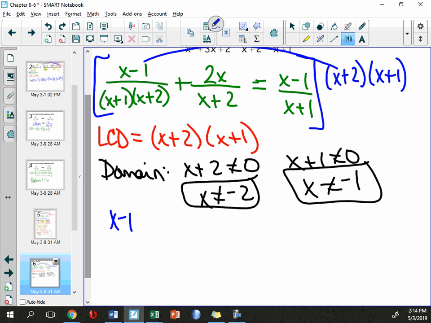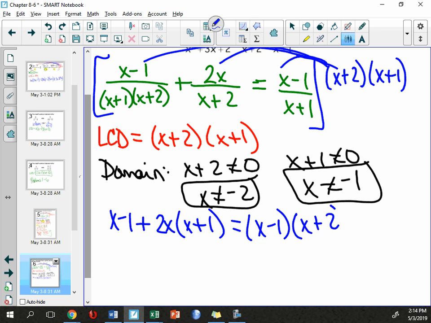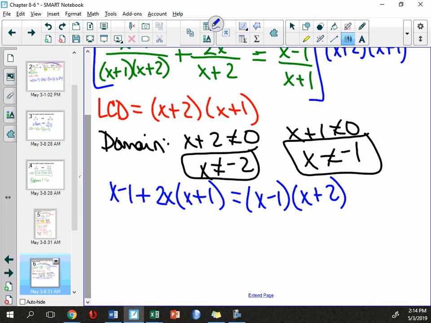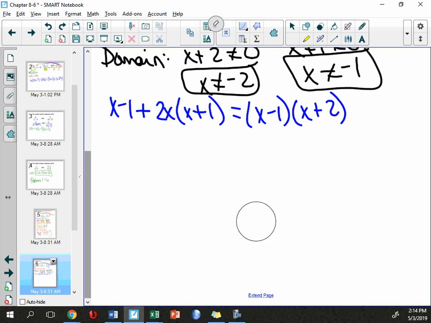Go to the second fraction. What remains? 2x, and then x plus 1 remain because the x plus 2's cancel out. Go to the third fraction. What remains? X minus 1, which is already there, and x plus 2. Does everybody understand that? Okay, now what do you want to do? FOIL and distribute where needed.